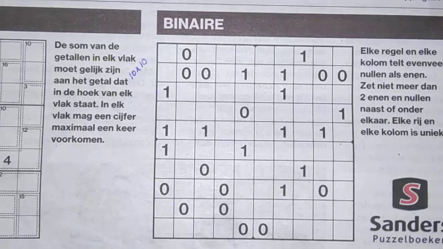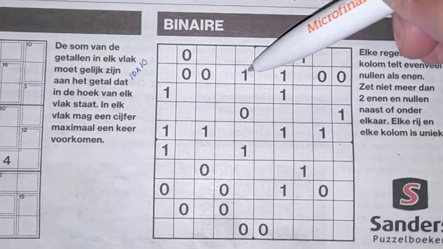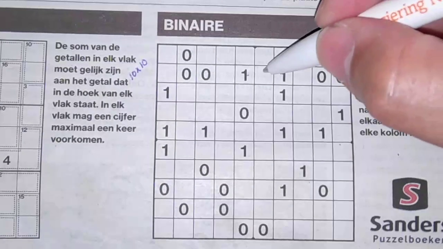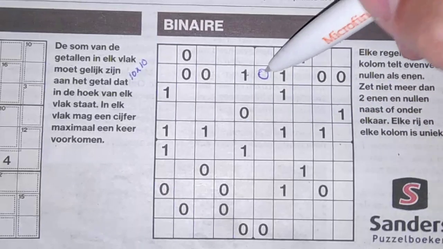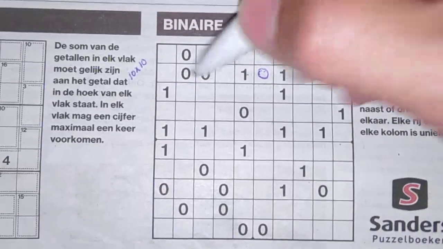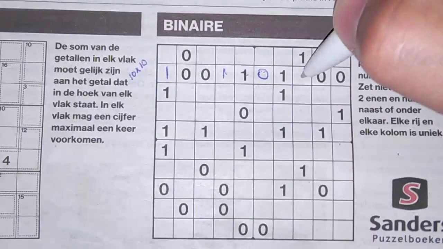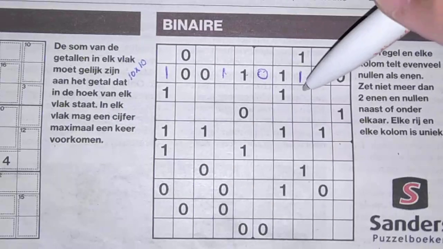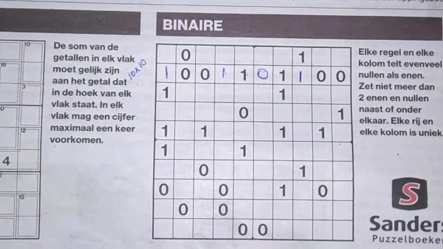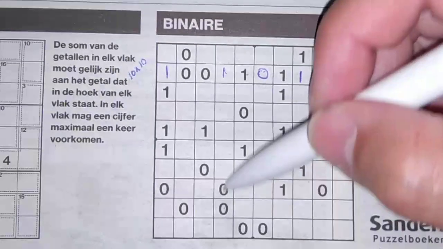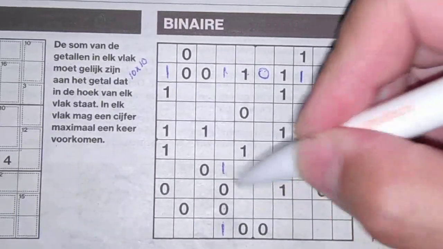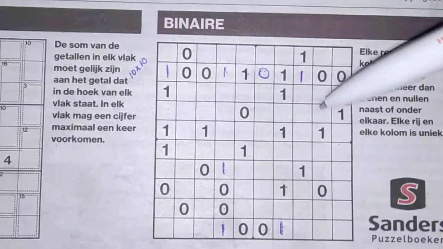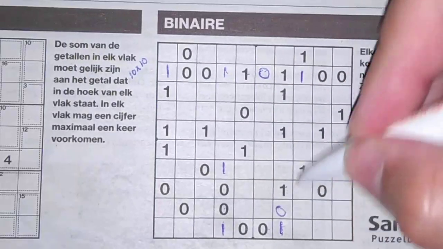So let's get started. I see here between 2 ones comes an O. Now we have 5 O's, so the rest are ones. Then we have here double O, here one, there one, double O, here one, there one. Now we have 1, 2, 3, 4, 5 ones, so the rest are O's.